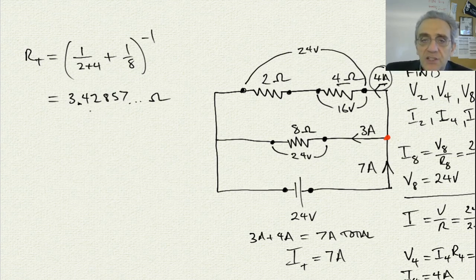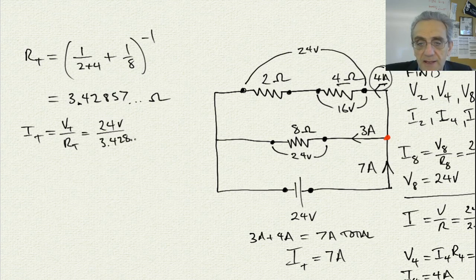Now, once I get this total resistance, let's get the total current. The total current is the total voltage divided by the total resistance. That's going to give me 24 divided by 3.428, and now I'm going to get exactly 7 amps. So I was able to calculate this total, and I can verify that's what I got before. But now, instead of using the method that I used before, I'm going to use current division.